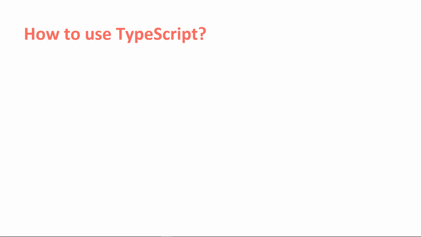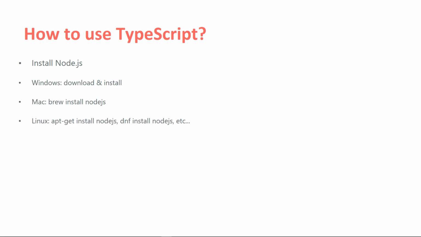How to use it actually? Well, first we have to install node.js. On Windows, download and install. With Mac, we have brew install node.js. With Linux, we are saying apt-get install node.js, dnf install node.js, etc. After we install it, we have to add the node.js install path to our PATH.